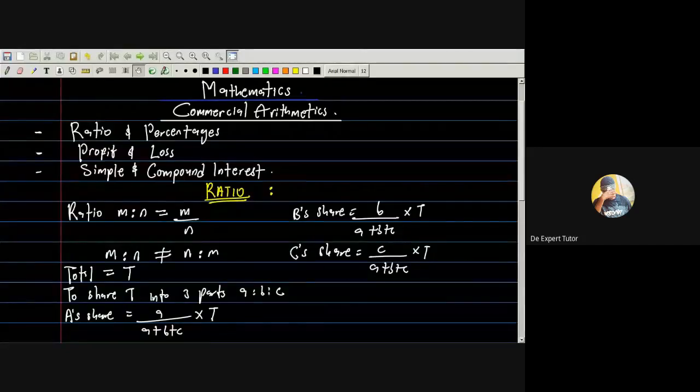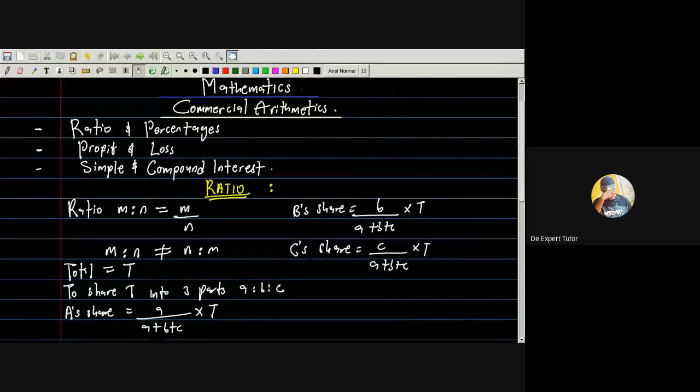What you are going to do is that the first person's share, A's share, will be A's ratio, which is the first one, divided by the total ratio. Total ratio is for you to add everything here together. So A divided by total ratio, then times the total sum of money you want to share between them. And that's it. To know B's share, take B's ratio, divide it by the total ratio, just like you did for this, then multiply by the total sum of money. And lastly, C's share is what? Take C's ratio, divide by the total, then times the total sum of money you want to share.